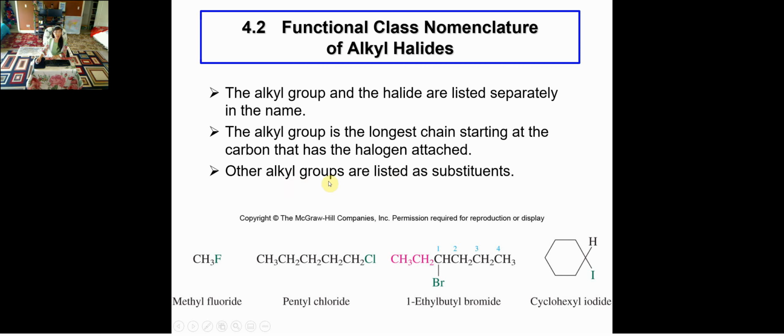For example, if you have CH3F, this compound is an alkyl halide. So you name the halide as fluoride, and then you start counting the carbon which is attached to fluorine. So you have only one carbon, CH3. This compound is called methyl fluoride.